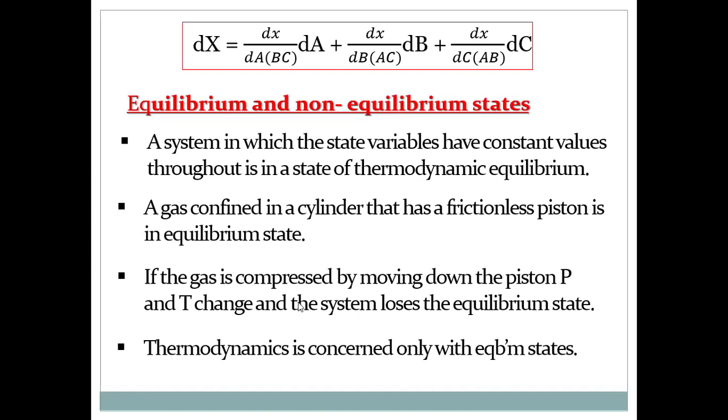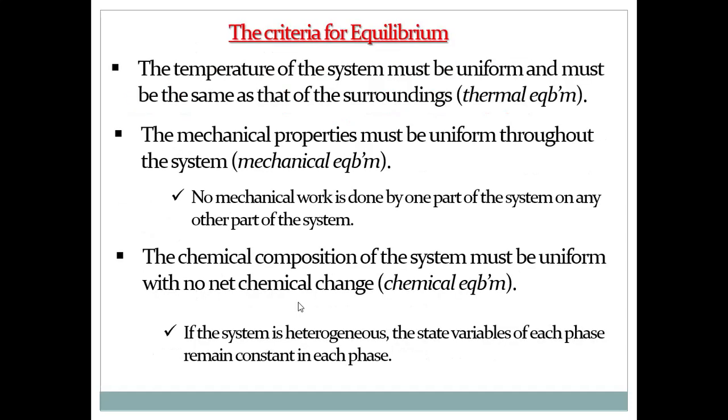A gas confined in a cylinder that has a frictionless piston is in equilibrium state. If the gas is compressed by moving down the piston, P and T change and the system loses the equilibrium state. Remember, for a system to be in equilibrium, the state variables have constant values. So if P and T, the values change, then the system loses equilibrium. So thermodynamics is only concerned with equilibrium states.